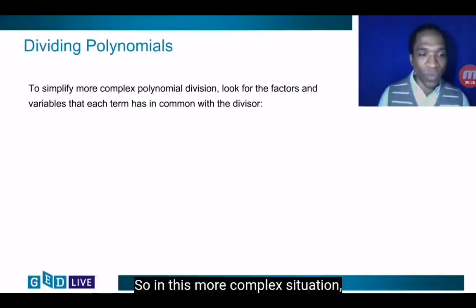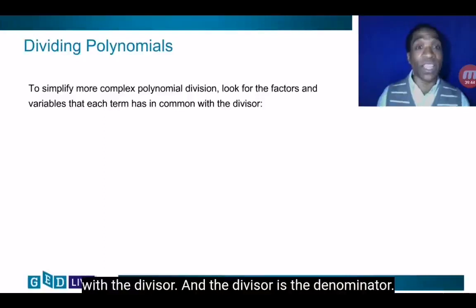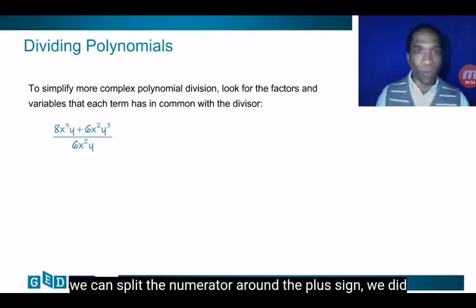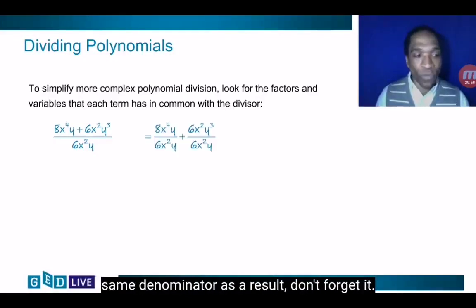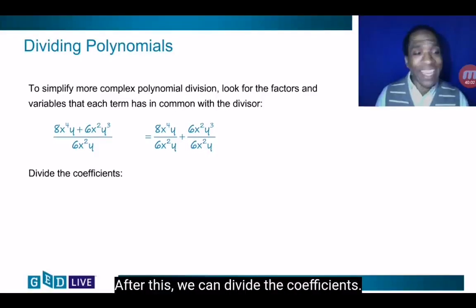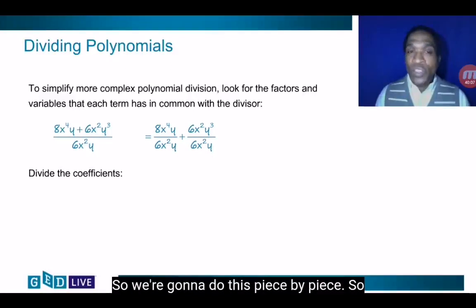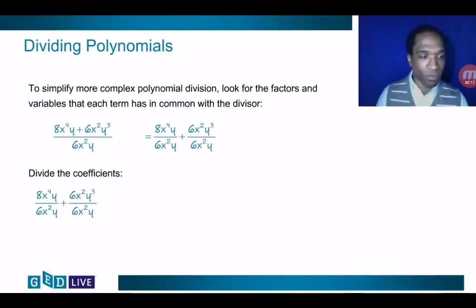So in this more complex situation, look for factors and variables that each term has in common with the divisor. And the divisor is the denominator. So here's a more complex polynomial with division. Remember, we can split the numerator around the plus sign. We did that before. And each part of the numerator will get the same denominator as a result. Don't forget it. After this, we can divide the coefficients. So we're going to do this piece by piece.